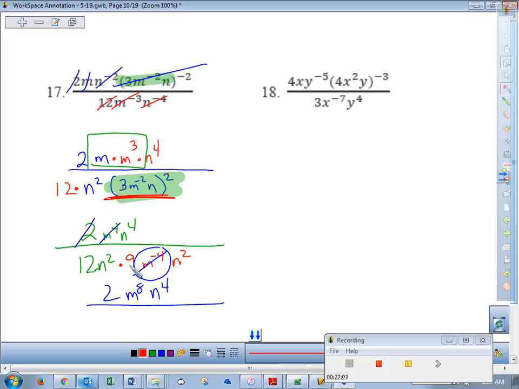Downstairs, I have a 12 and a 9 for coefficients. Grab ye old calculator and punch that in. 12 times 9.